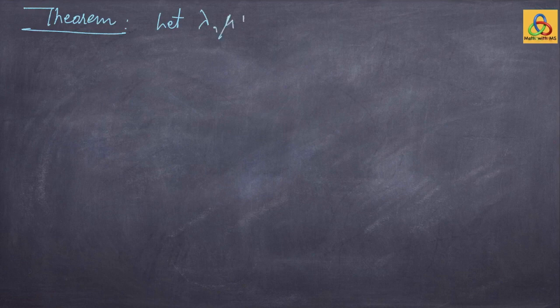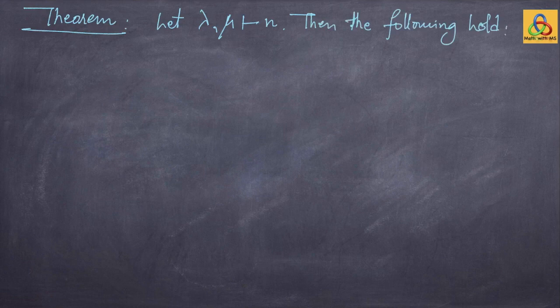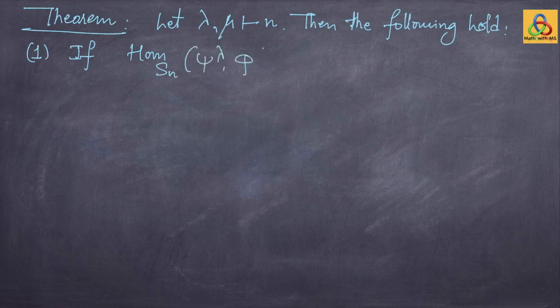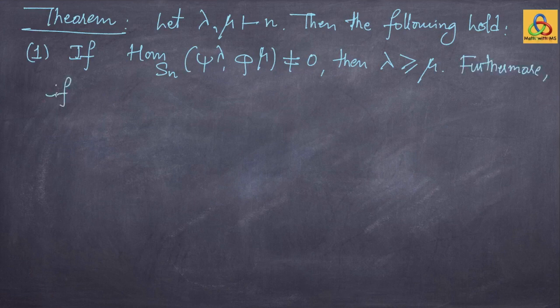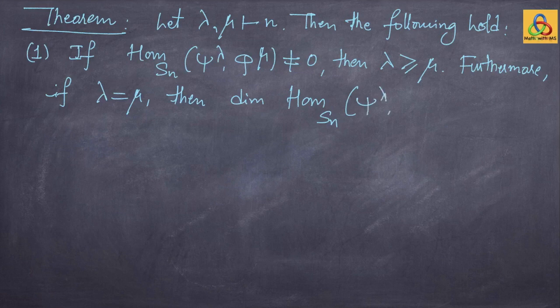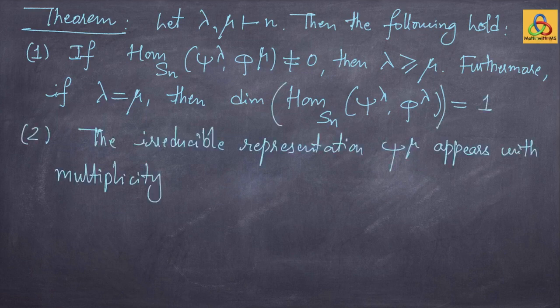We now prove the final two results of this lecture. Let lambda and mu be partitions of a positive integer n. Then the following hold. The first part is the following. If the set Hom Sn of psi lambda, phi mu is non-zero, that is, there exists a non-zero morphism from the representation psi lambda to the representation phi mu, then the partition lambda is bigger than or equal to mu in terms of domination order. Furthermore, if the two partitions are the same, that is, if lambda equals mu, then the dimension of the space of morphisms Hom Sn from the irreducible representation psi lambda to the representation phi lambda is precisely 1. The second assertion is the following. The irreducible representation psi mu appears with multiplicity 1 in phi mu.